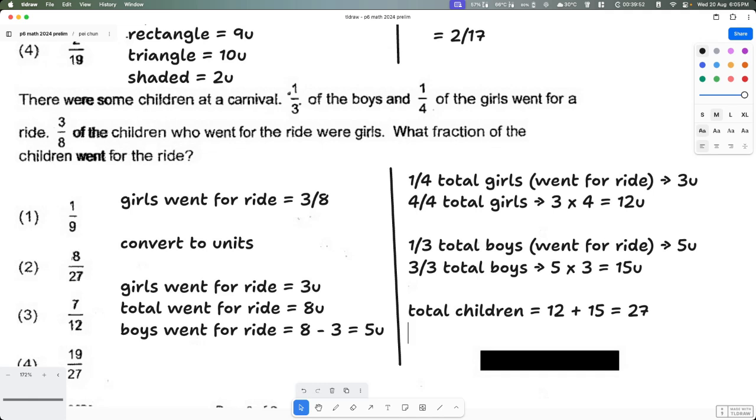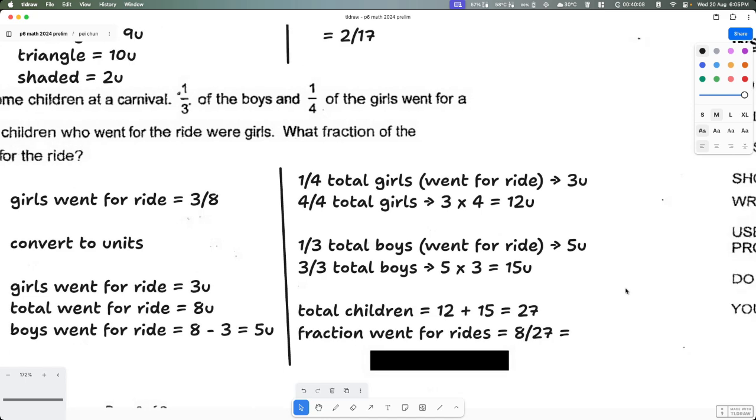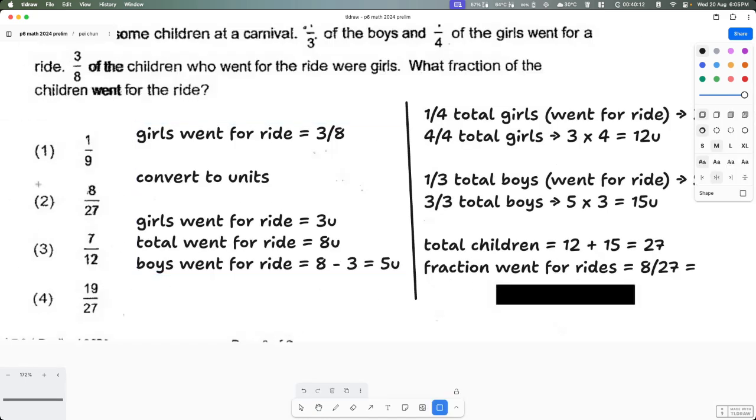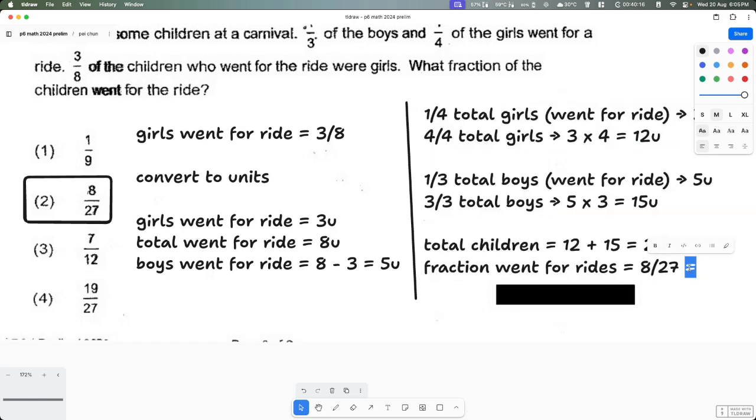And then the fraction that went is equal to 8 out of 27. So basically 8 out of 27, option number 2. Okay, there you go, that's it.